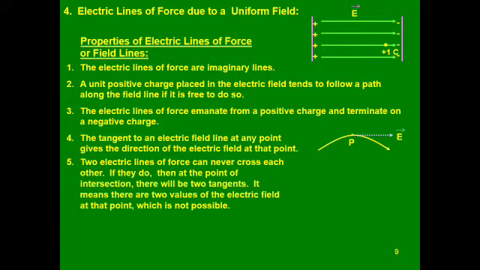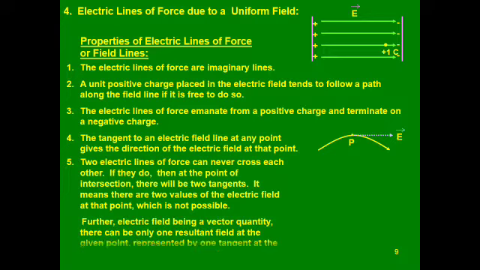Electric field lines can never cross each other. It's a very important property. If they do, then at the point of intersection there will be two tangents. Two tangents means two electric fields. But electric field is a vector quantity, so its sum will always be a single electric field, which is not possible if there are two directions. So for the electric field being a vector quantity, there can only be one resultant at the given point, represented by one tangent at the given point for the given line of force.